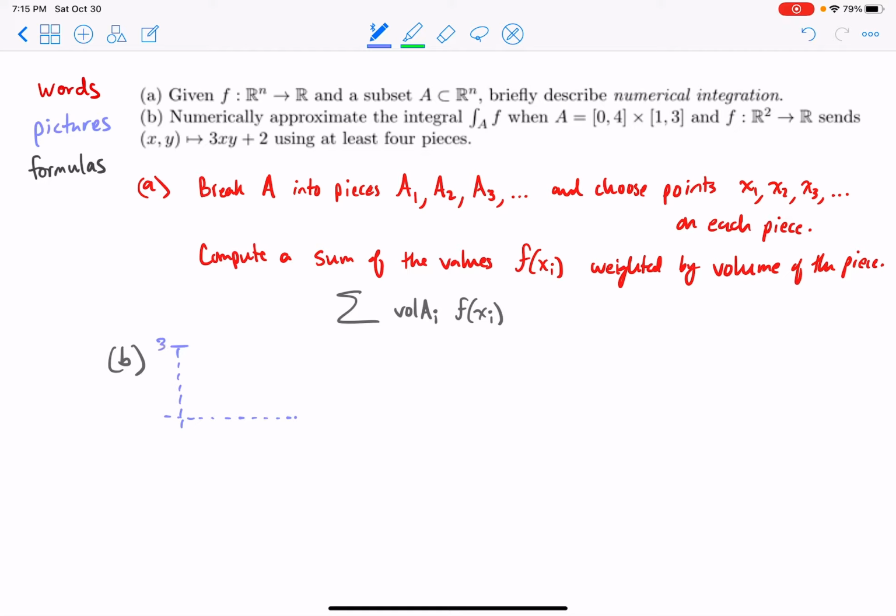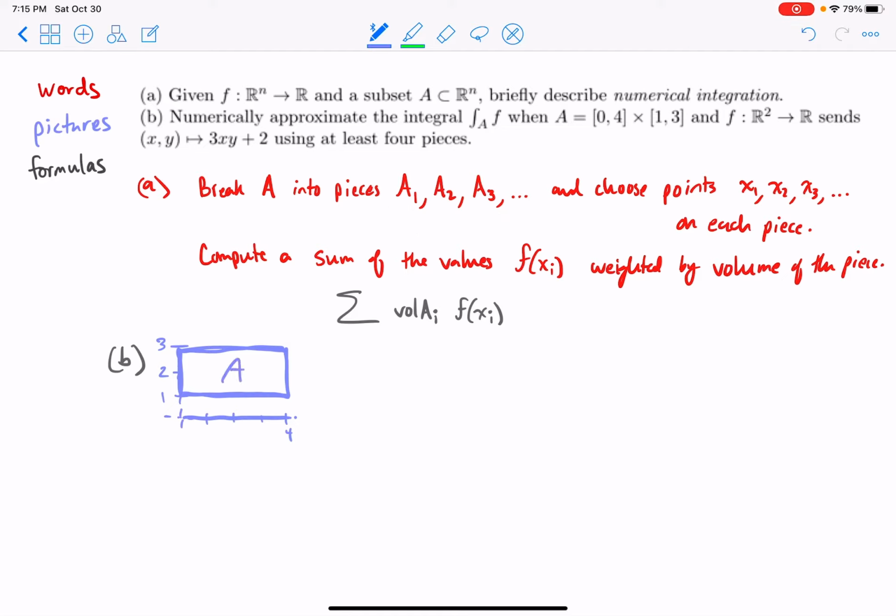So maybe this is 3, 2, 1, and maybe 1, 2, 3, 4. And so 0 to 4 is this interval here, and 1 to 3 is this interval here. The multiplication of these two intervals is now going to be this rectangle right there, okay? And so I need to break it into pieces.